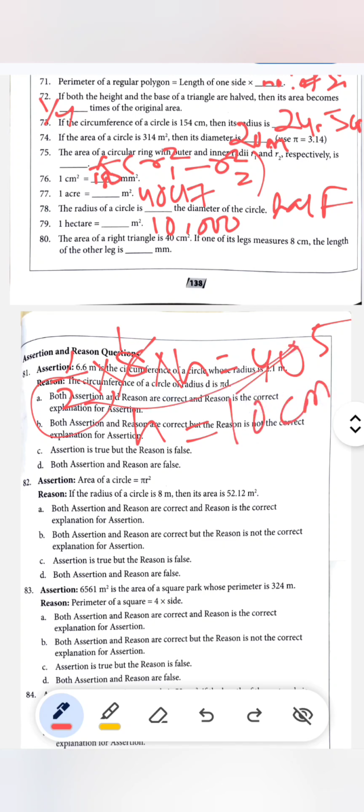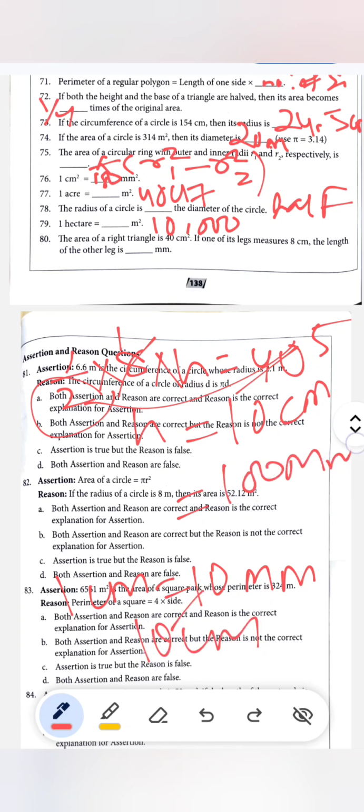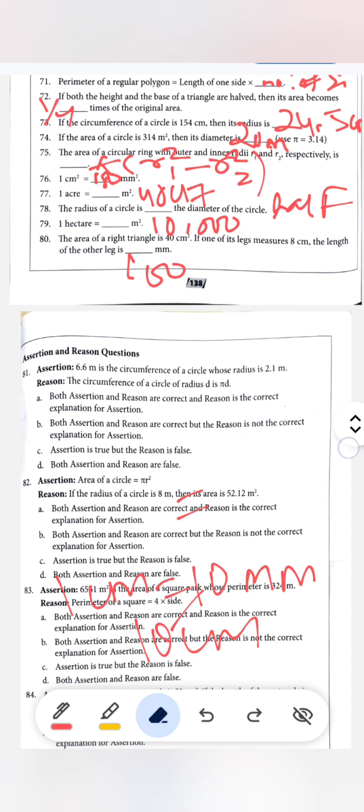But it is asking about millimeter. So we know that 1 centimeter is equal to 10 millimeter. Correct. So 10 centimeter will be how much? Now 10 into 10, that is 100 millimeter. So this is the answer, 100 millimeter. So we have solved all these fill in the blanks questions. Now it's time for the assertion and reasoning based question.